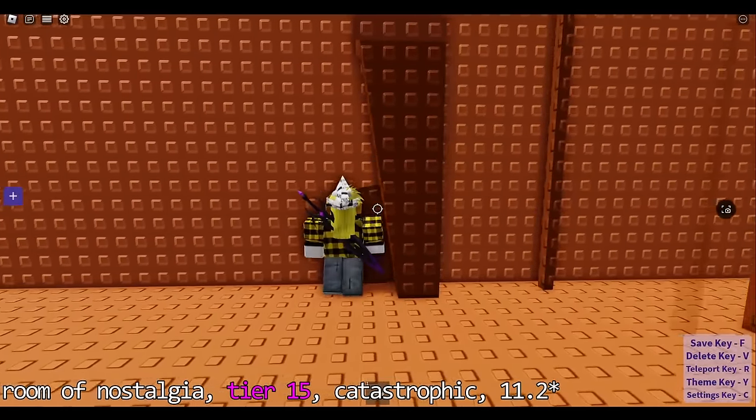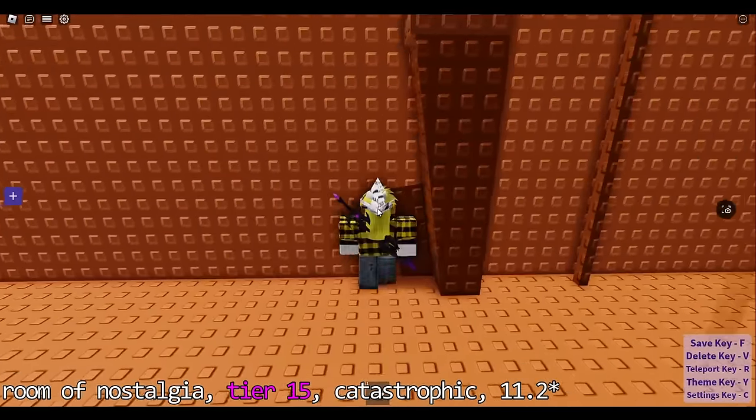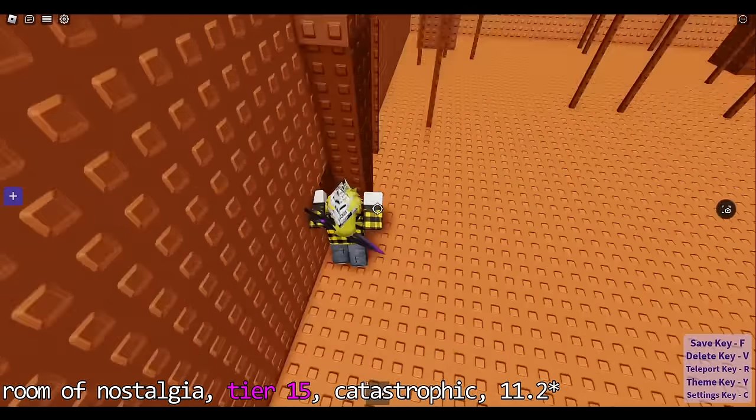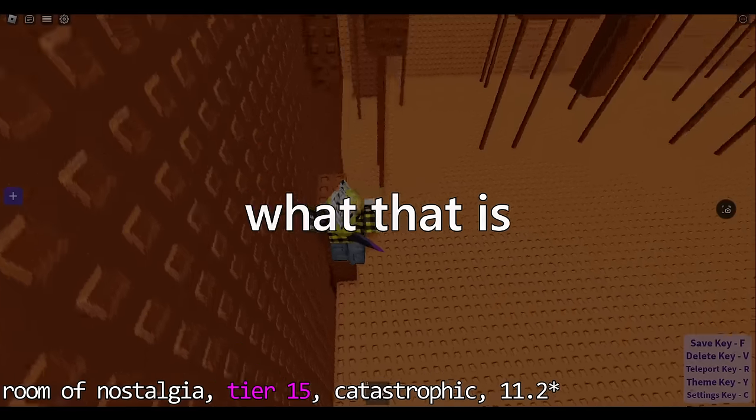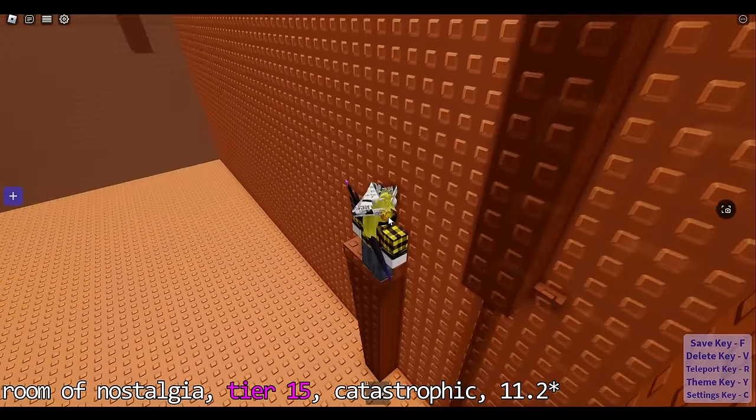Alright, let's start. So before I get into explaining exactly what these are, I should probably explain what the tier system is first. The tier system is kind of like the difficulty chart system, and just in case you don't know what that is, I will explain what that is first.